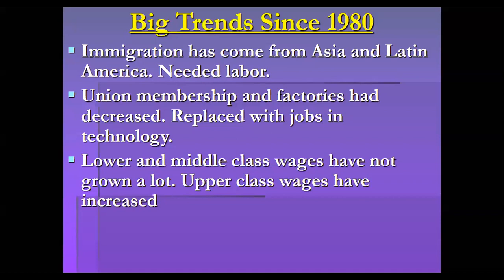Unions have died off, mainly because factory workers have died off. As factories closed, unions became less powerful. Those factories moved overseas for cheaper labor. And those factory jobs have been replaced with jobs in technology. The last thing is upper class, so wealthy people, their wages have increased a ton during this time, whereas lower and middle class have not.